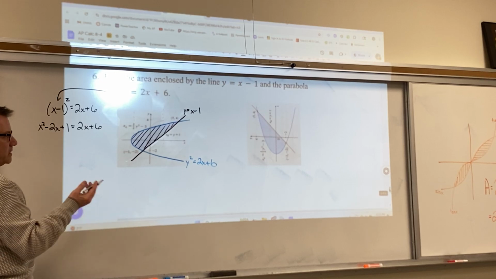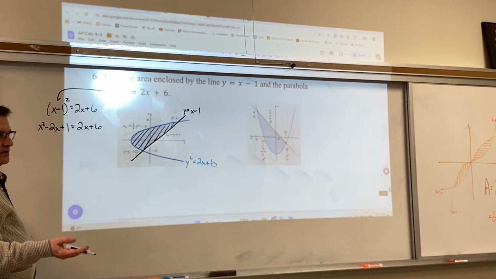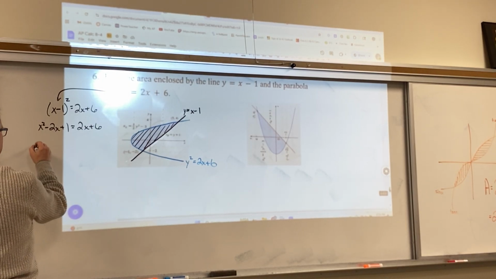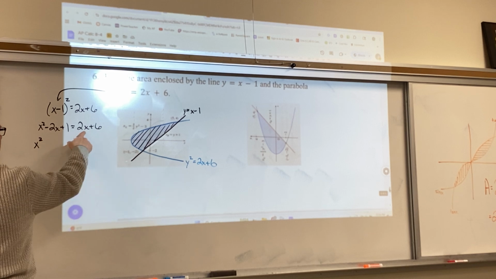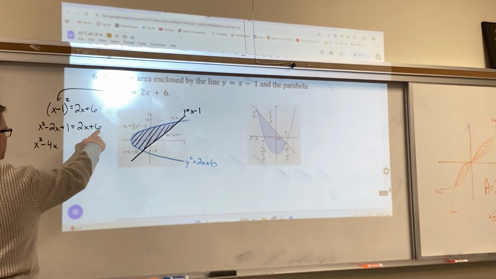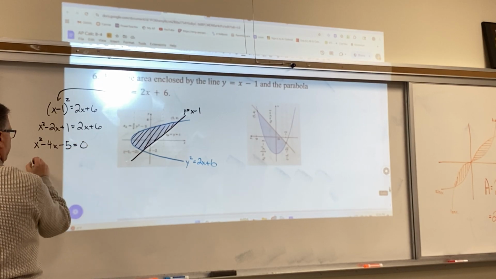So, yeah, I know how to solve a quadratic. Quadratic formula, if nothing else, if I can't factor. Well, let's see. I gotta set it equal to 0, so there's an x squared. If I subtract that, minus 4x. If I subtract the 6, that gives me minus 5 equals 0.